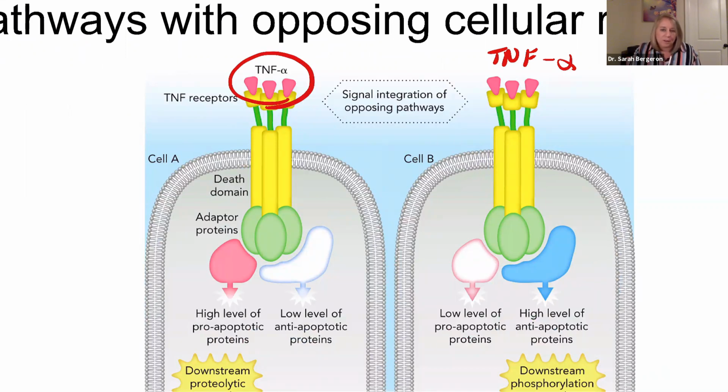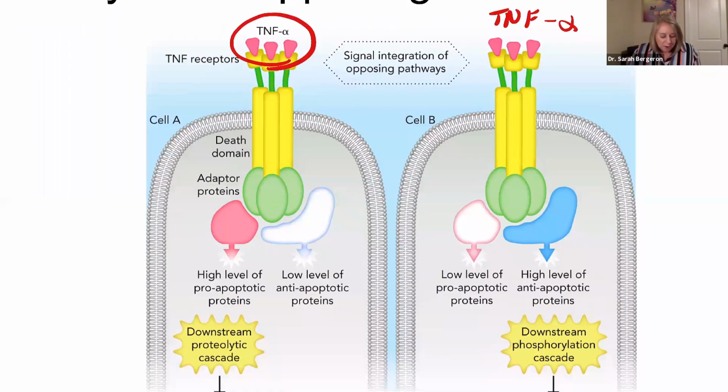And that downstream cellular response is determined by the relative levels of pro-apoptotic or anti-apoptotic proteins. So here, these are our pro and these are our anti, right? Depending on how much of each one is there is going to determine what happens. If you have a high level of the pro-apoptotic proteins, then you're going to stimulate a proteolytic cascade that's going to basically chew up everything inside of the cell, and the cell's going to die.